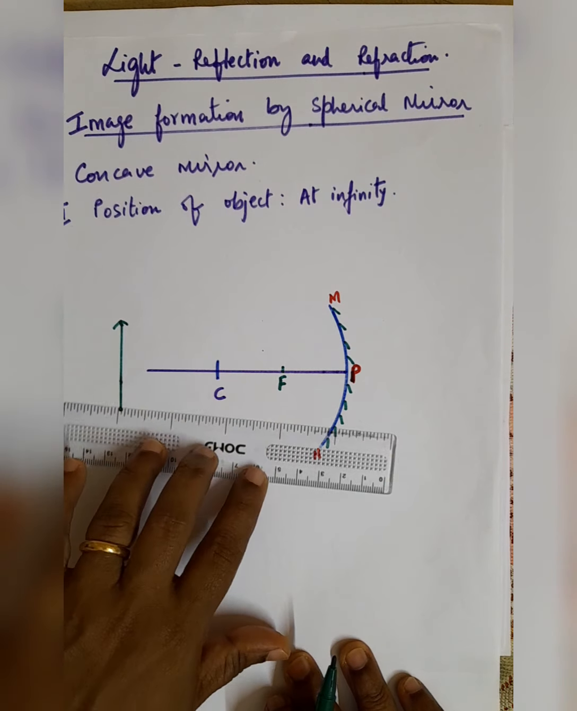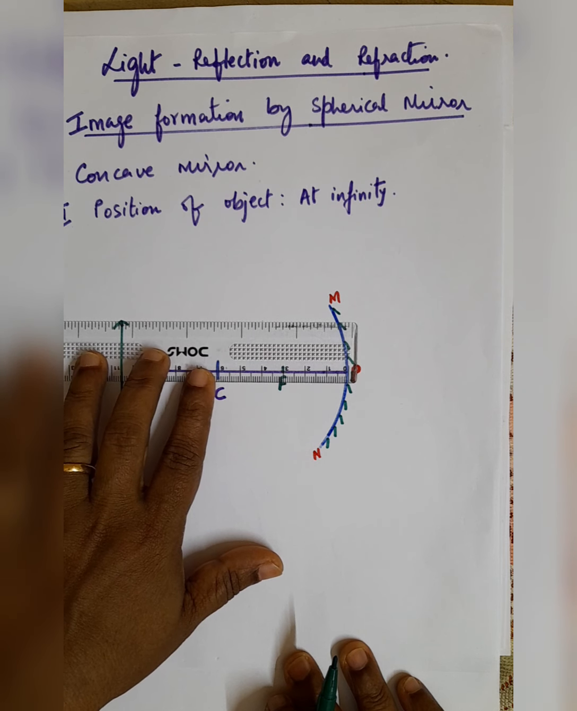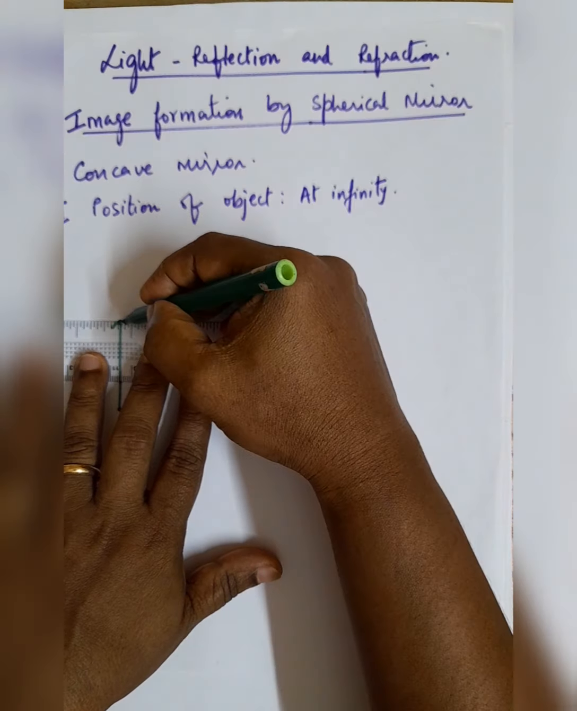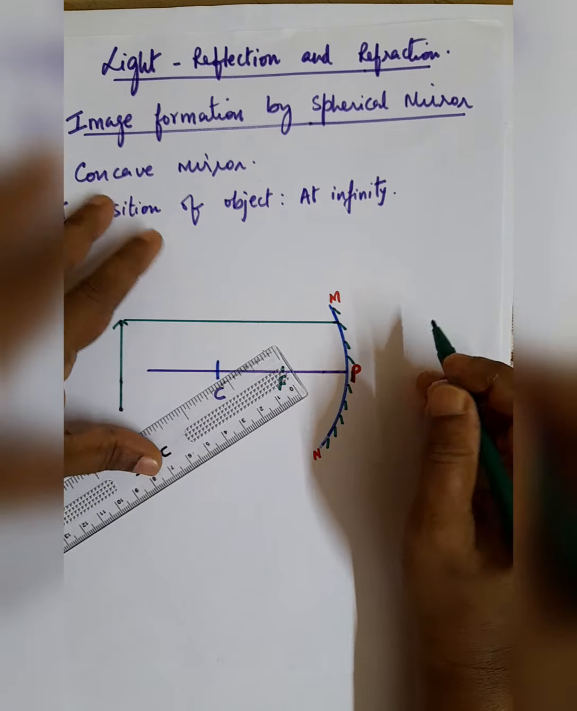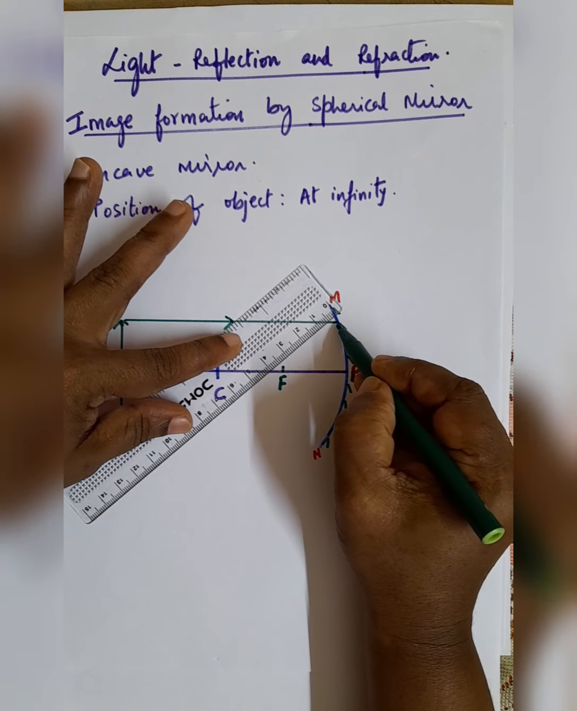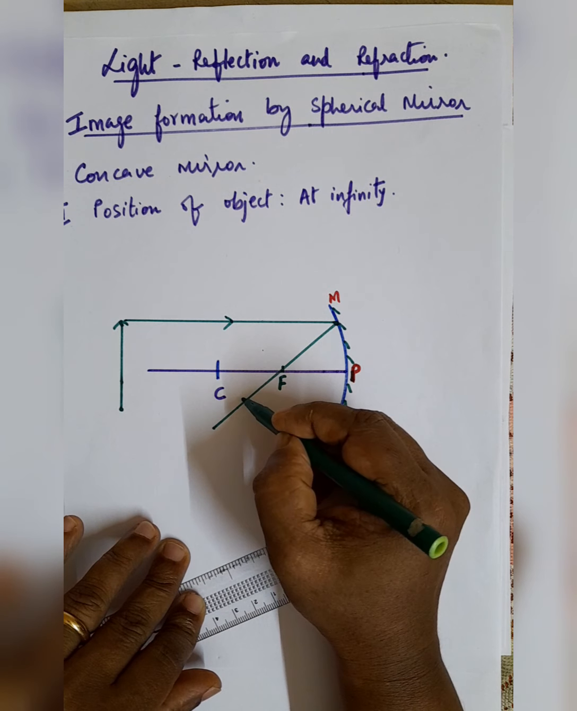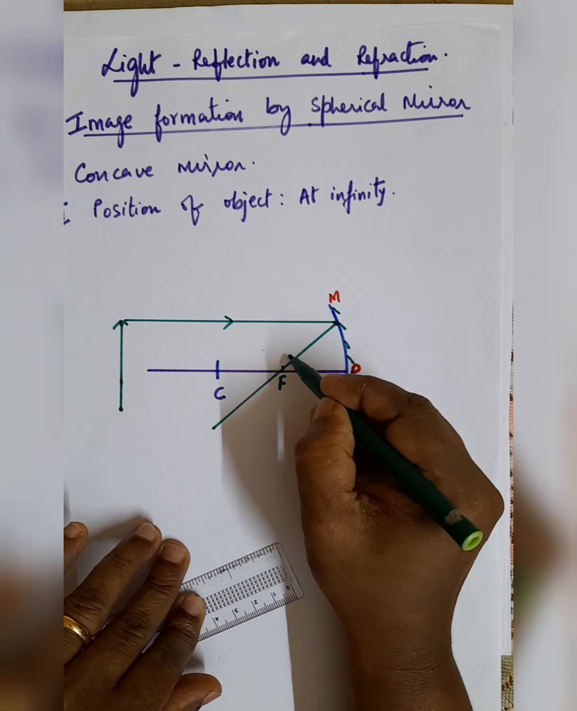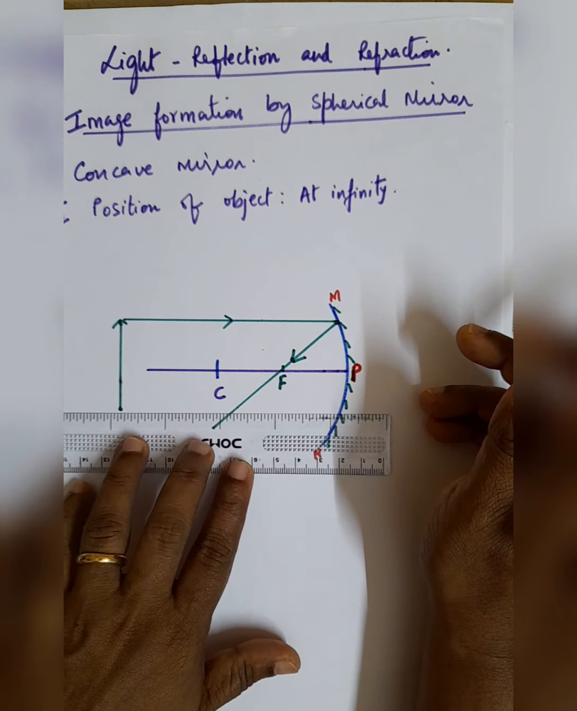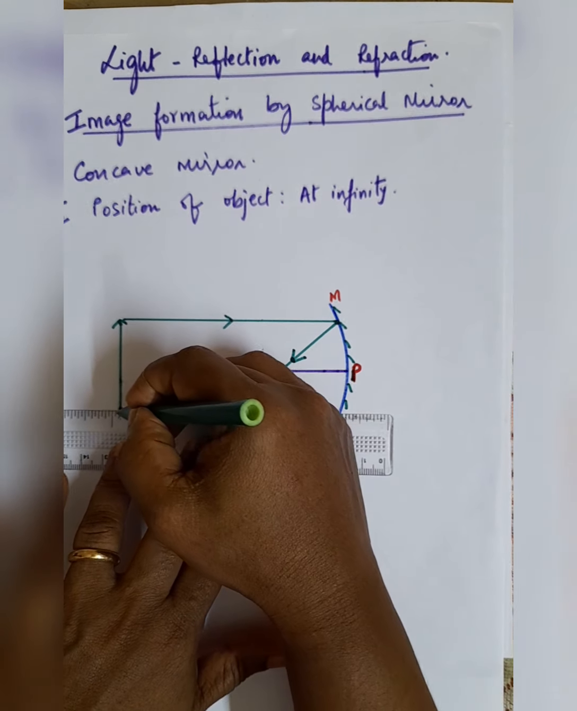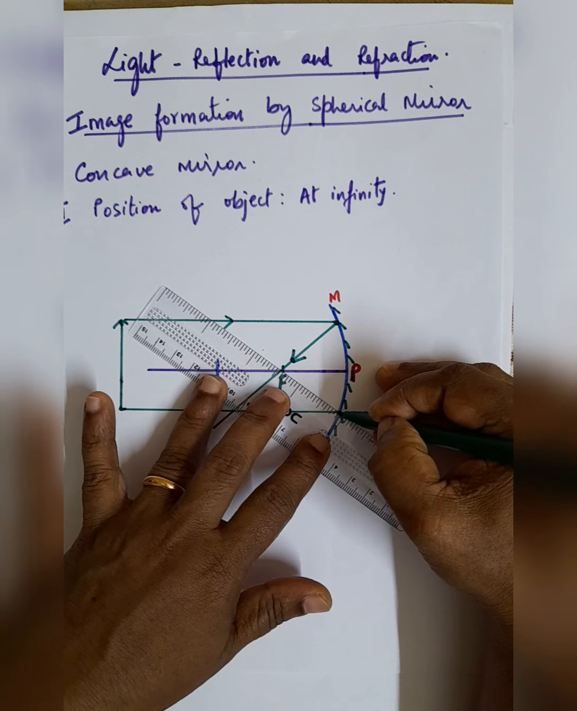Now we have to draw the incident ray and the reflected ray. The first ray will go parallel to the principal axis and after reflection it passes through the focus. This is the first rule. If the ray goes parallel to the principal axis, it emerges through the focus. So we draw the reflected ray like this. The next ray also goes parallel to the principal axis, and it emerges through the focus.